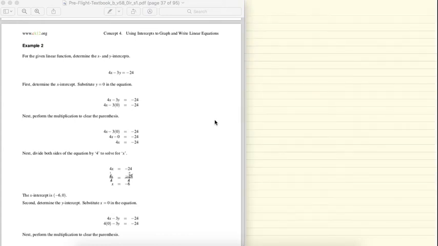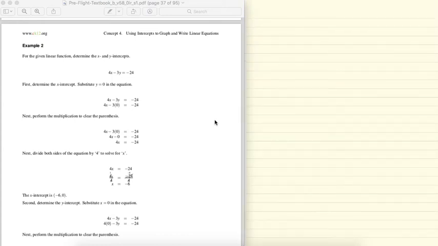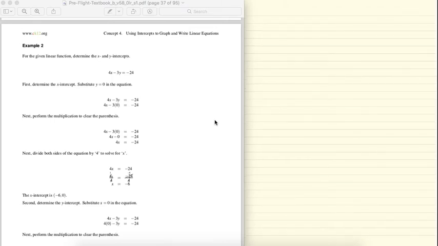All right, so now we're going to take a look at example 2. Example 2 says, for the given linear function, determine the x and y intercepts. Very similar to what we just did in the last one. We are given the equation 4x minus 3y equals negative 24. First things first, let's find the x-intercept. It really doesn't matter the order that you do this, just usually we find the x-intercept first.